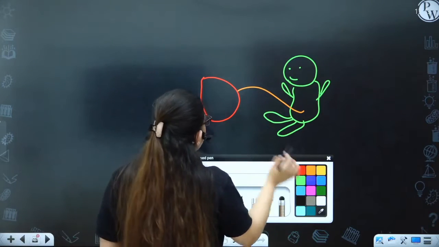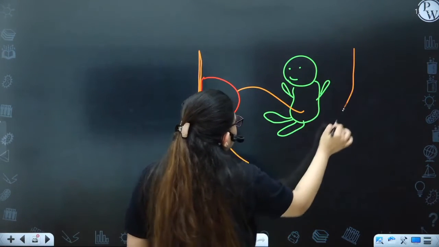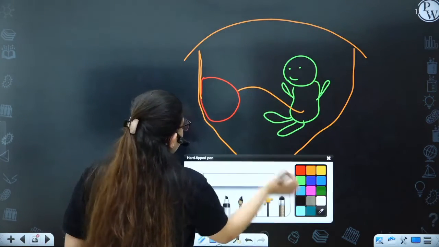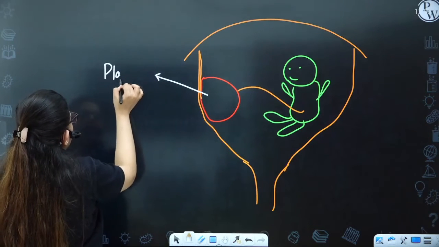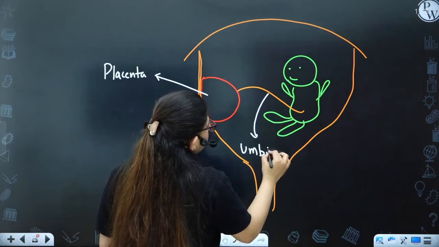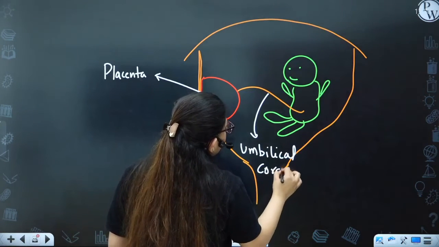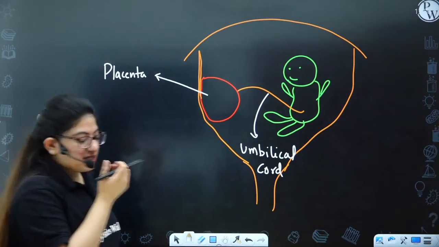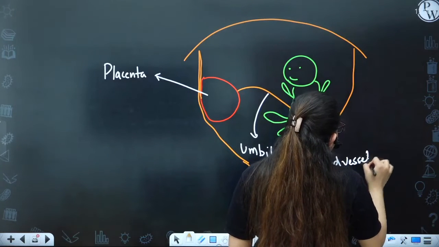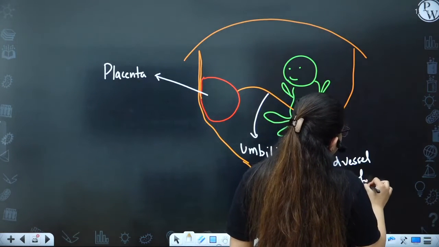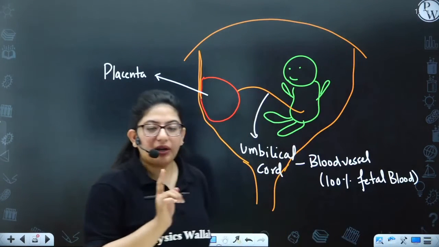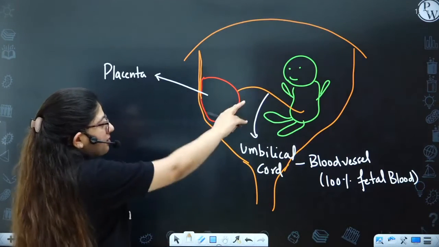And this is where the female's uterus is, like this. This is the uterus. So this structure is the placenta, and this structure is the umbilical cord. Okay? The umbilical cord contains blood vessels. And these blood vessels have 100% fetal blood. There is no maternal blood, it contains only fetal blood. Fetal means this baby. Okay?